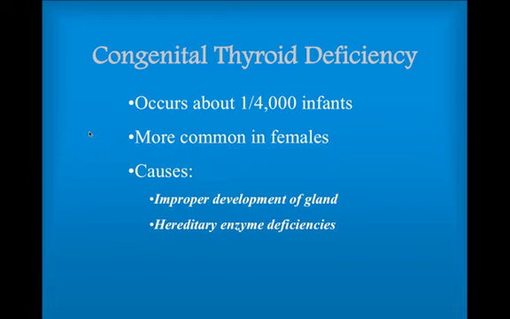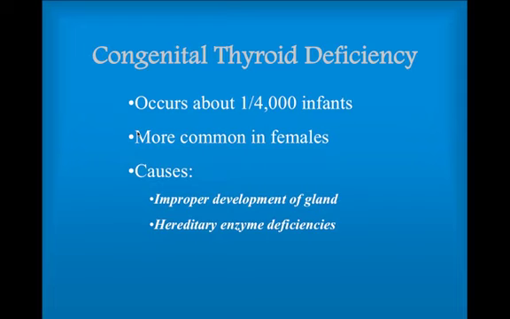Congenital thyroid deficiency occurs about 1 in every 4,000 infants. It's more common in females, and it can have a number of causes. There can be improper development of the gland in the fetus, and this can go so far as complete agenesis of the thyroid gland. I did have a patient in a practice who had no thyroid gland. She was one of twins, and they were identical twins, but one of them had no thyroid gland and the other one had a very small underdeveloped thyroid gland.